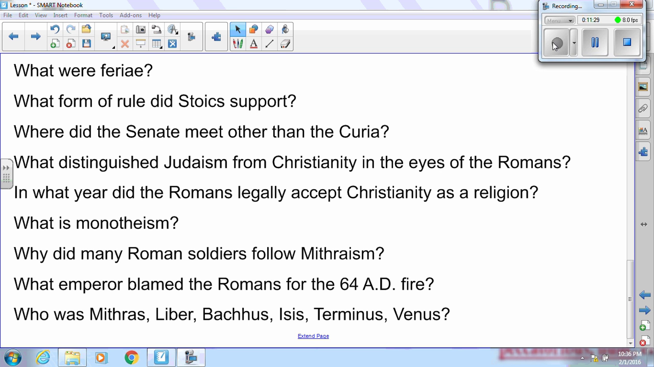Who was Mithras? Liber, Bacchus, Isis, Terminus, and Venus. Well, these are all gods or goddesses. You need to know what they are goddess or god of. Mithras would have been the Persian god of truth and justice. Liber, Bacchus would have been the god of wine. Isis was the Egyptian goddess of life. Terminus was the god of boundaries. And Venus, of course, was the goddess of love.